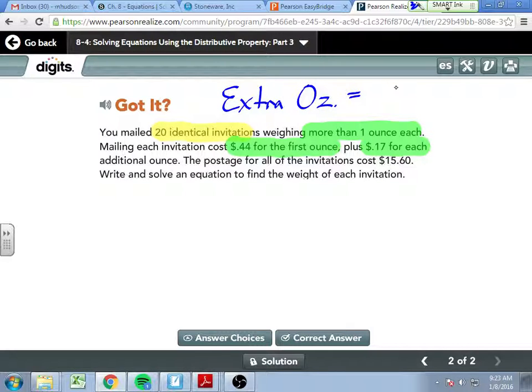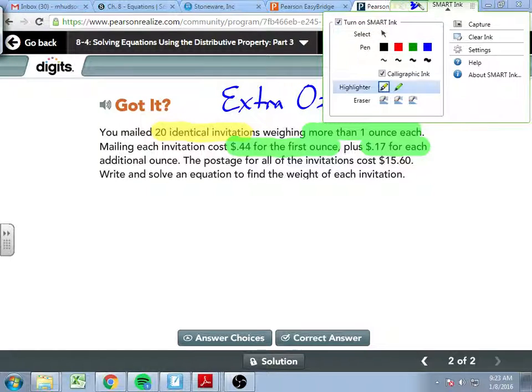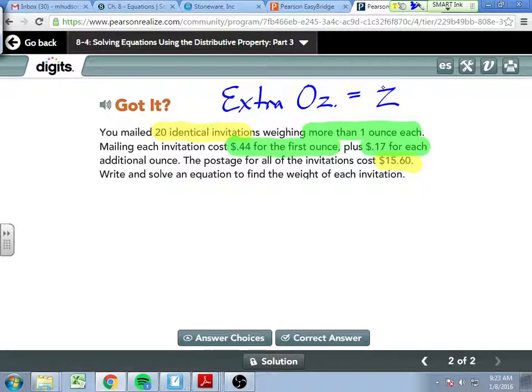Now I'm not going to use the variable O because it looks too much like a number. So because Z is involved in ounces, I'm just going to use Z for my variable. And because we don't use Z very often, I felt like he needed some love. And we know that the total that I pay for everything is $15.60.